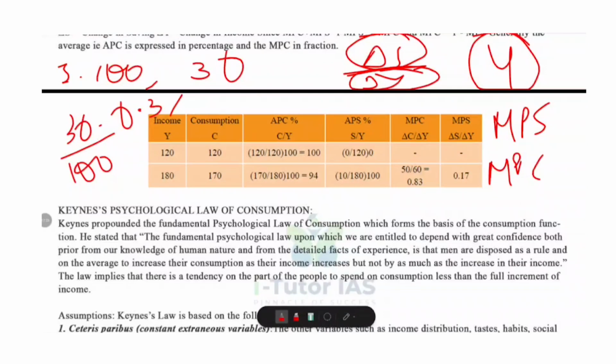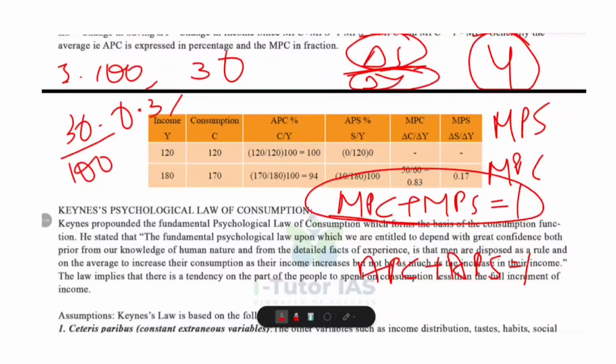Okay. Now let's look at the relationship between MPC and MPS, that is marginal propensity to consume and marginal propensity to save. Since every additional rupee of income is either spent or saved, MPC plus MPS is always equal to 1. Also, APC plus APS is equal to 1. So remember this point. MPC plus MPS is always equal to 1, and APC plus APS is always equal to 1. Okay.